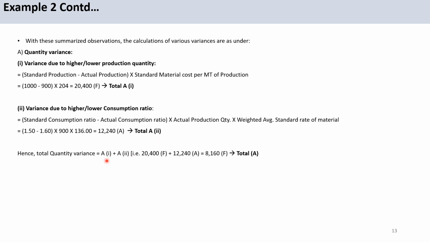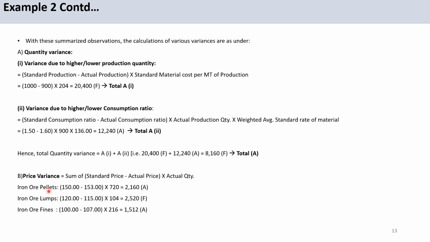Hence, the total quantity variance, if we look at the 20,400 favorable plus 12,240 adverse, will be $8,160. And the price variance, which is the next one, is the sum of standard price minus actual price times actual quantity. So for iron ore pellets, we know the standard price was $150. The actual price we purchased at was $153. So $3 loss on the actual quantity of pellets consumed, 720 tons.